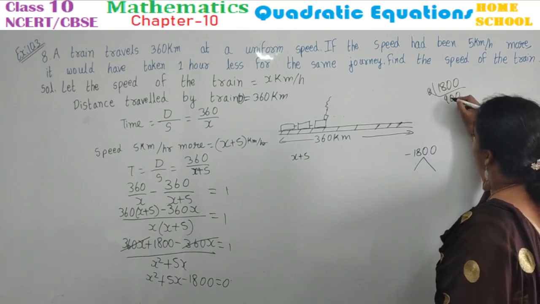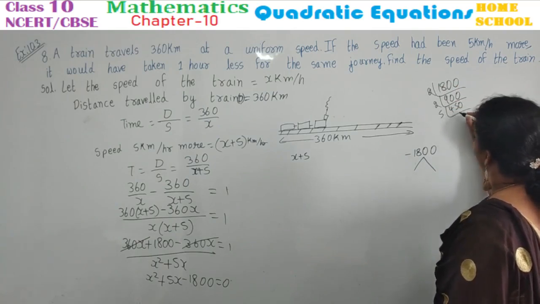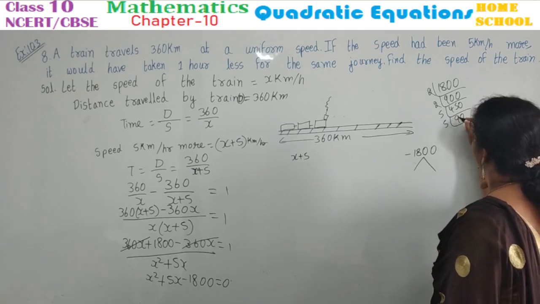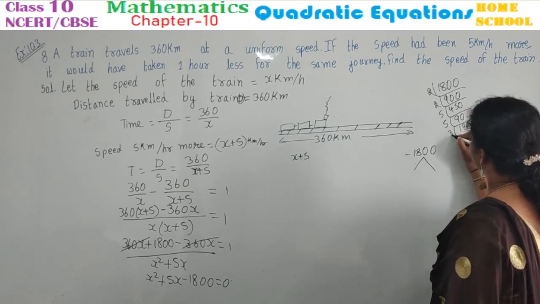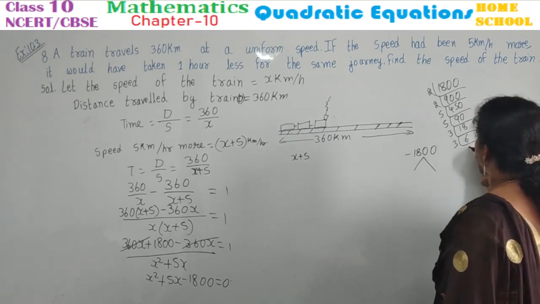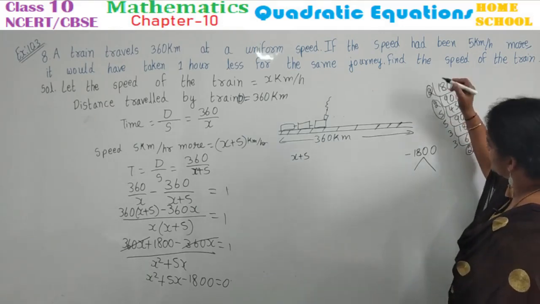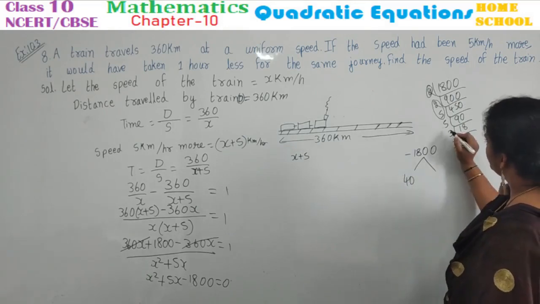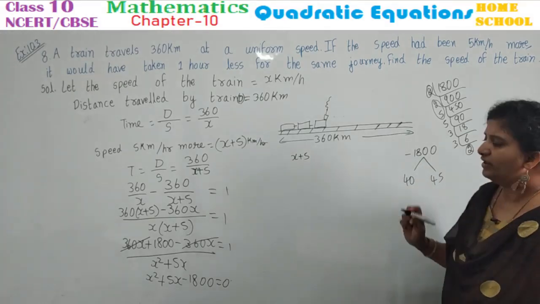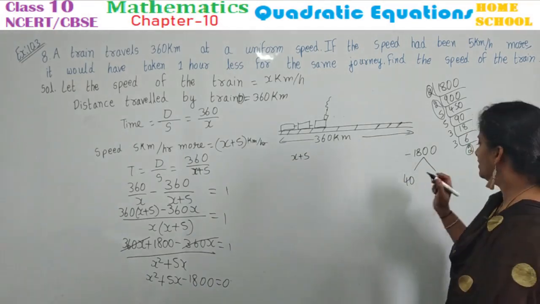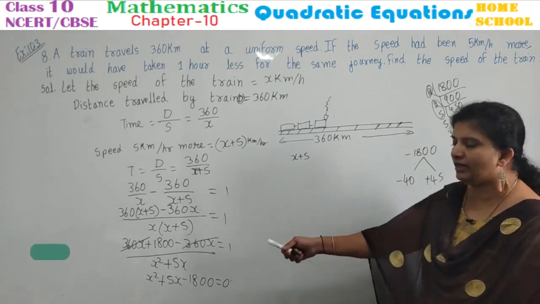1800 factors: 2 9s are 18, 2 4s, 2 5s, 2 zeros. And again 5 9s are 45, 0. 5 1s are 5, 5 8s are 40. Then again 3 6s are 18, 3 2s are 6. 5 2s are 10, 10 2s are 20, 20 2s are 40. 3 3s are 9, 9 5s are 45. I take the factors 40 and 45. Let me check whether I am going to get plus 5. Yes, I can get it. How? If I take plus 45 minus 40, I am going to get plus 5.